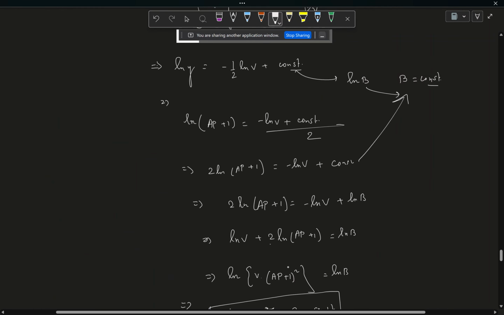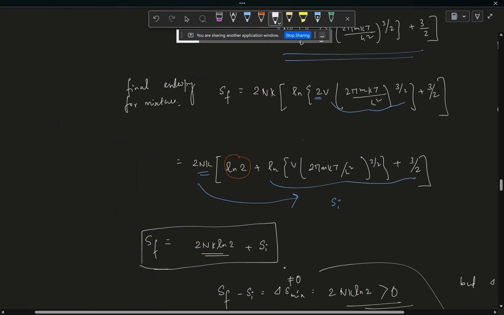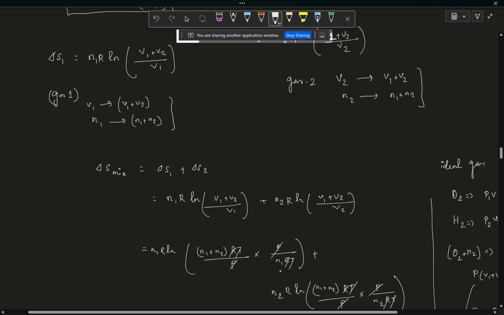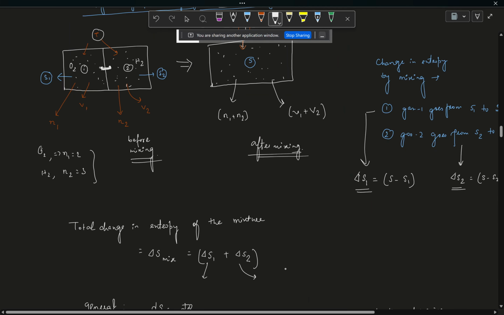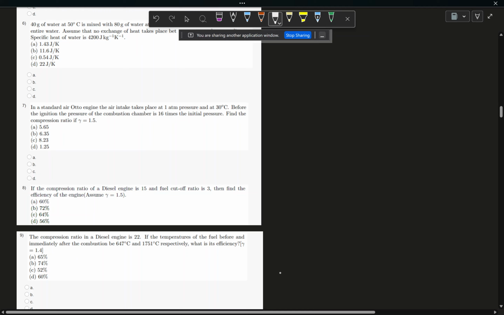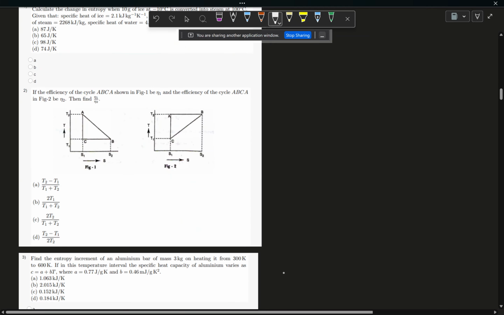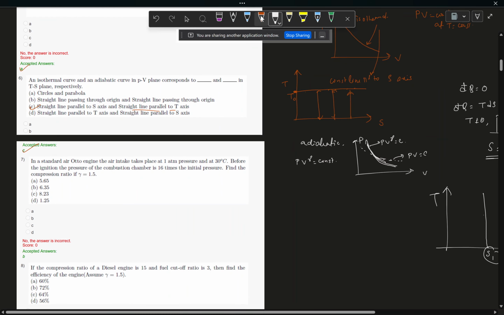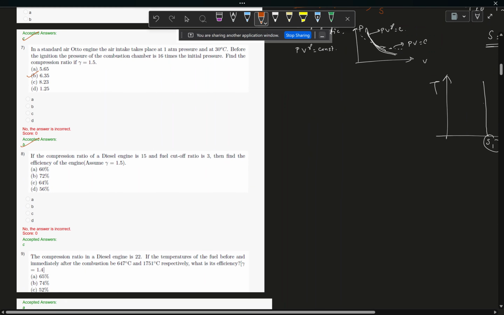So we have just directly used the formula that we know for the adiabatic curve. We just have to know the different points where the compression is happening, and how the adiabatic curves relate the volume and pressure at different points. Those are the main concerns. So our result is 6.35. So this is also the accepted answer.